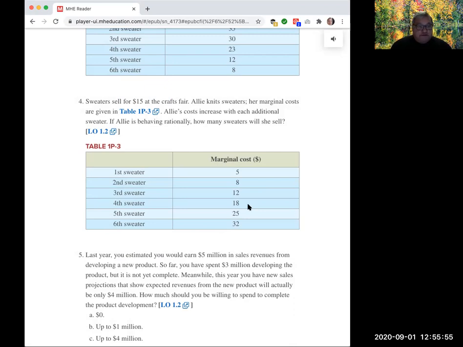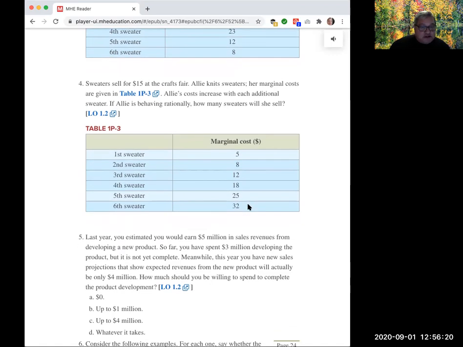The 4th one, the 5th one, and the 6th one would not get produced by Allie, because they basically eat away at the profits that she would earn in the first 3 sweaters. So the notion of incremental or marginal benefits and costs is a very important concept that we apply and we use often in making economic decisions. So what matters is the marginal cost, not the total cost.